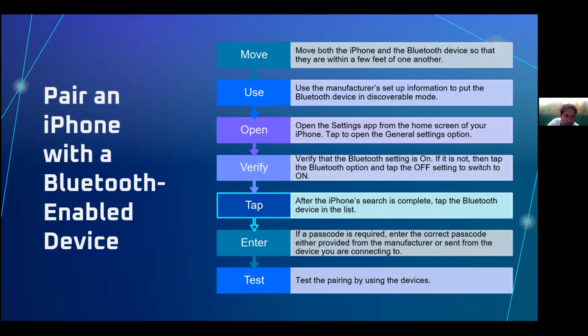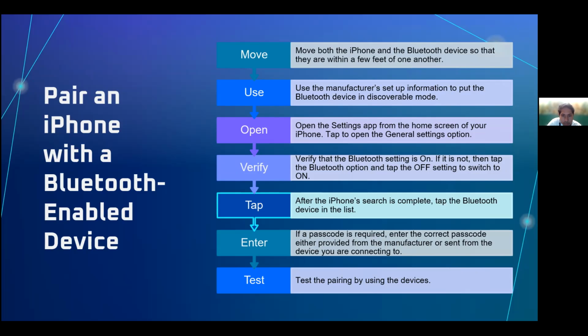These are the steps for how an iPhone pairs with a Bluetooth device. First, move both the iPhone and the Bluetooth device so that they are within a few feet of one another. Second, use the manufacturer setup information to put the Bluetooth device in discoverable mode.